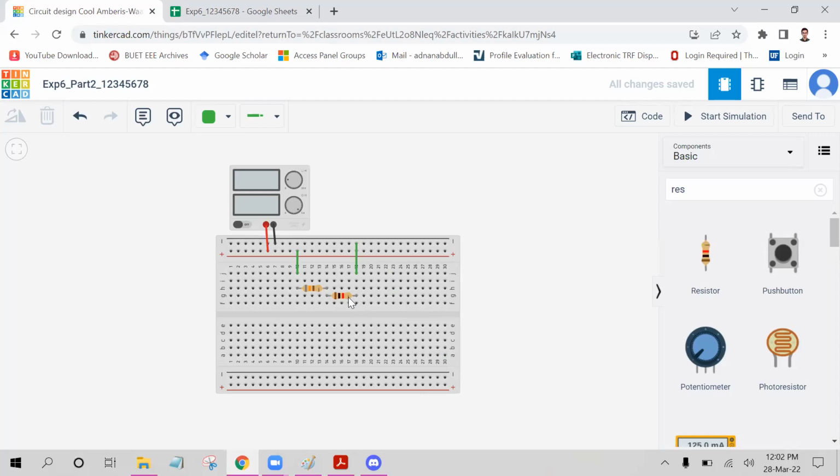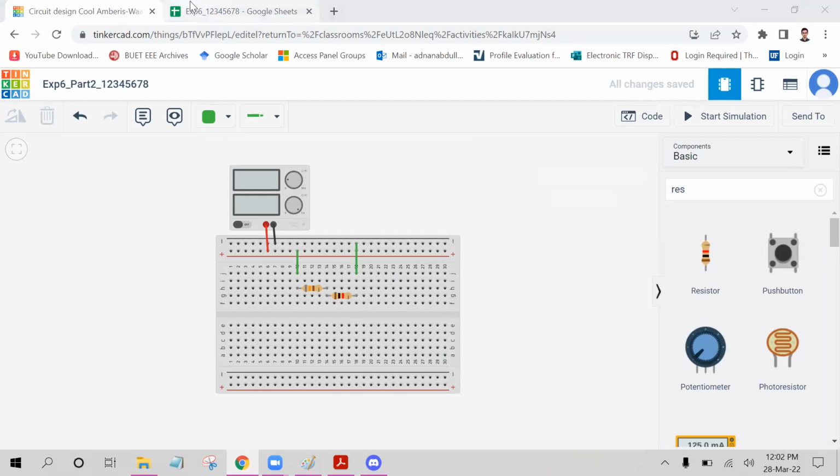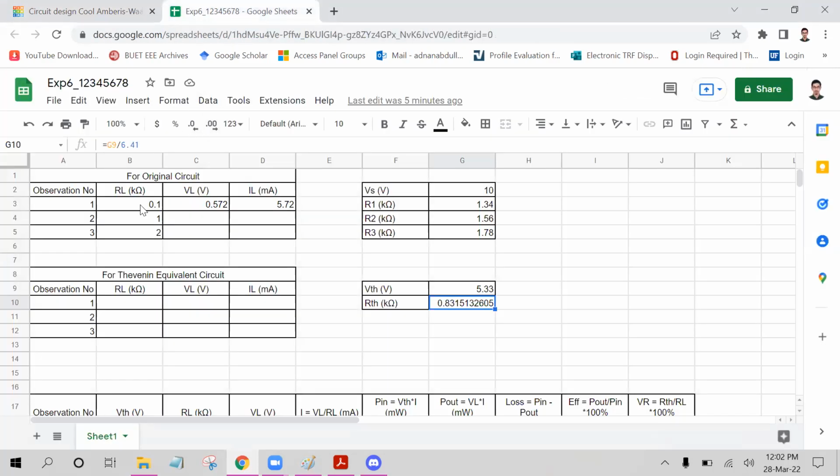Now, what will be the value of load resistor? You can rename it RL. And please tell me what will be this value. Sir, the 3 values from the beginning. Exactly. As we want to verify the Thevenin's theorem, we need to use the same 3 values that we used in the original circuit.